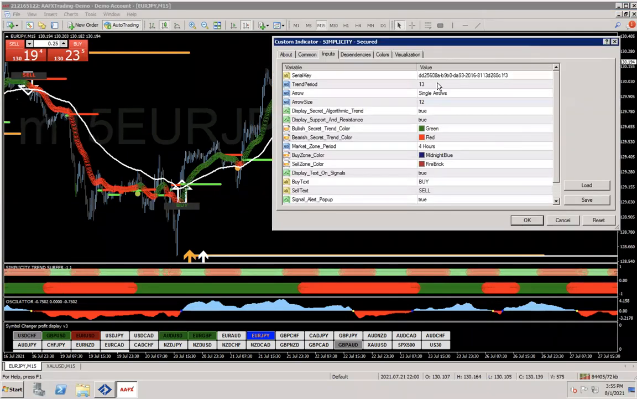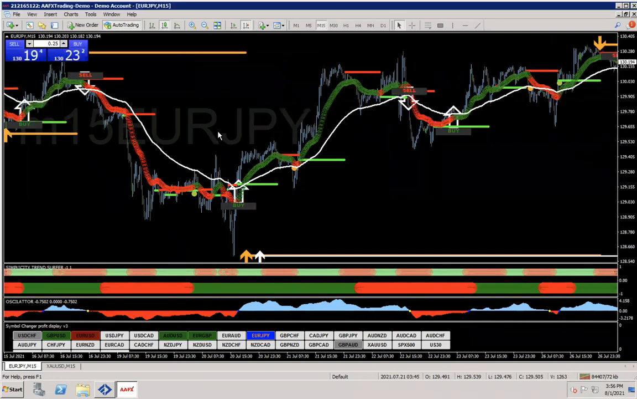I got a new mouse, guys, and it's jittery. You can turn it on by display support and resistance. Okay, so that's how we display it.